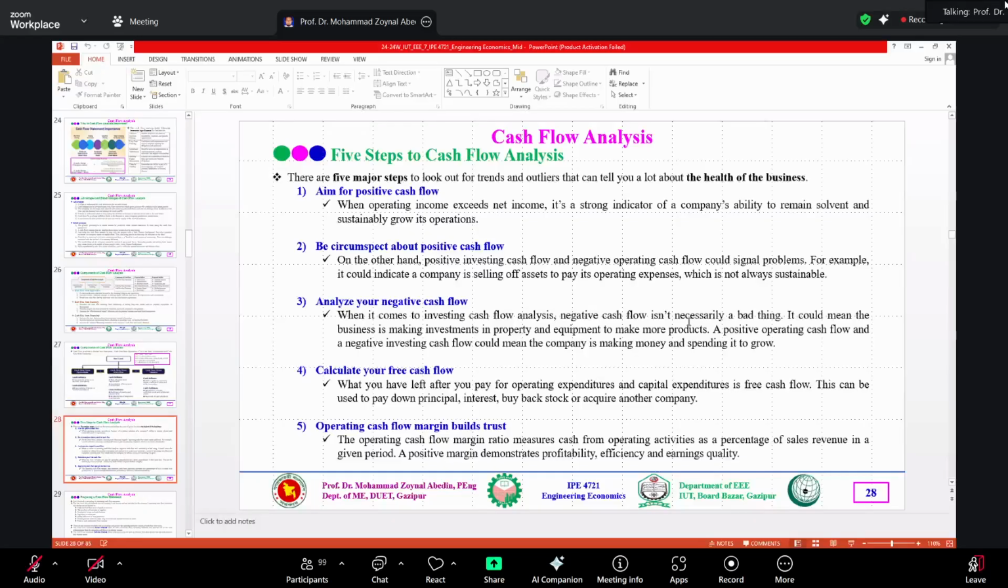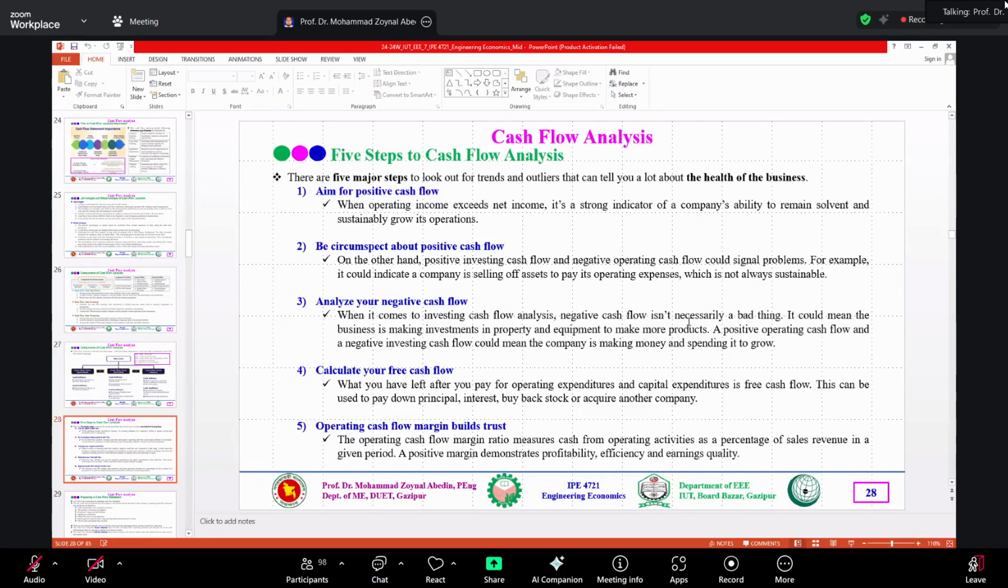When it comes to investing cash flow analysis, negative cash flow is not necessarily a bad thing. It could mean the business is making investments in property and equipment to make more products. A positive operating cash flow and negative investing cash flow is the opposite of number two. Operating cash flow is now positive and investing cash flow is negative, which could mean the company is making money and spending it to grow.